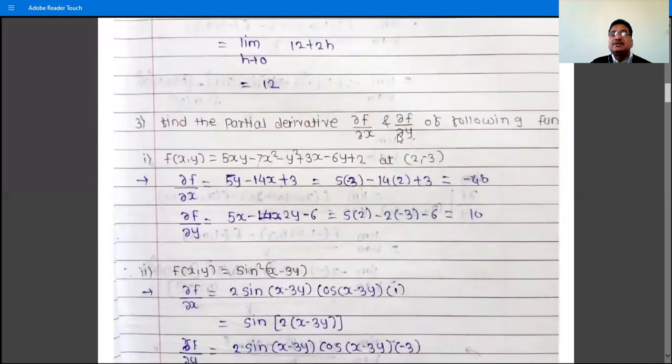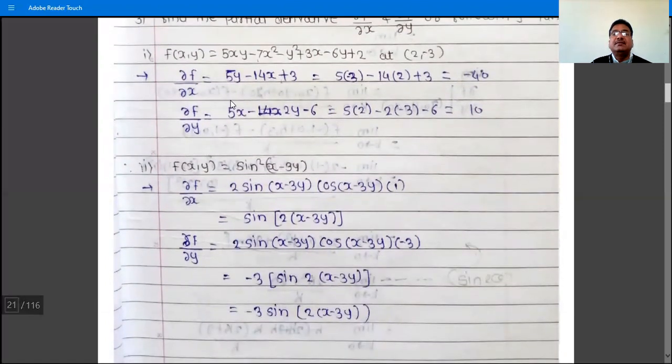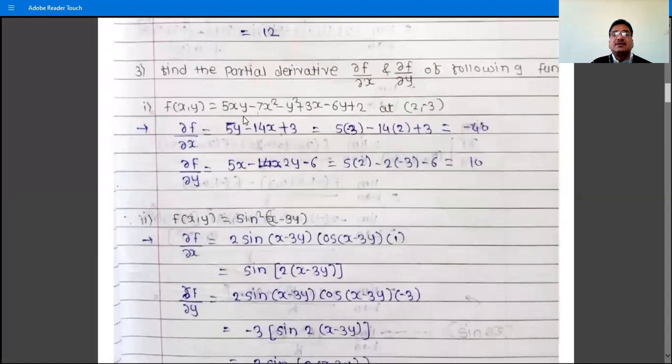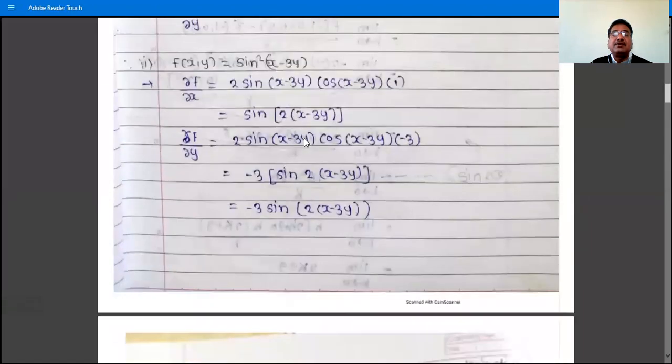Find the partial derivative del by del x and del by del y of the following function at point 2, minus 3. So del by del x, directly, the answer: while finding del by del x, treat y as a constant. So 5xy means 5y as a constant. Derivative of x is 1, then 14x. So minus y square derivative 0, 3x derivative is 3, minus 6y derivative is 0, plus 2 derivative is 0. And the value at 2, minus 3, that is substitute x as 2 and y as minus 3, we have minus 40 as the answer. We can also find the derivative of this function with respect to x by using the definition of partial derivative, or directly.